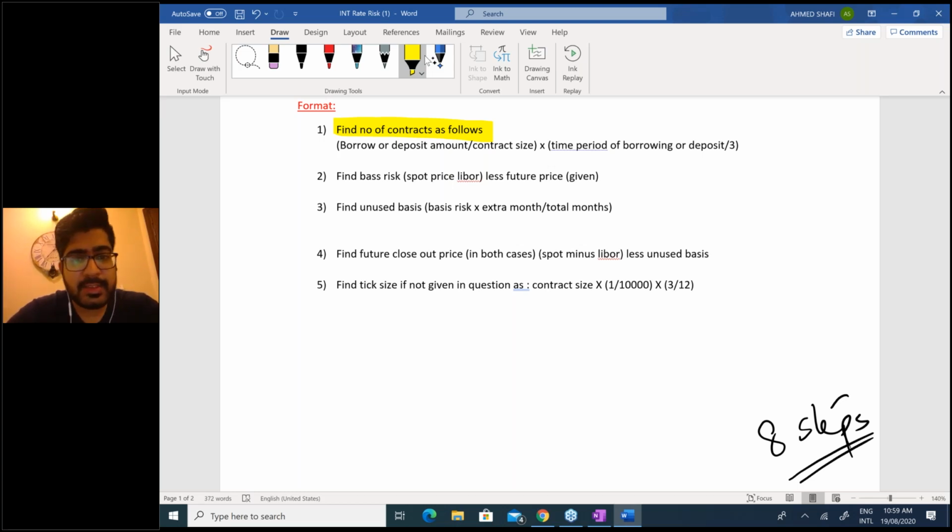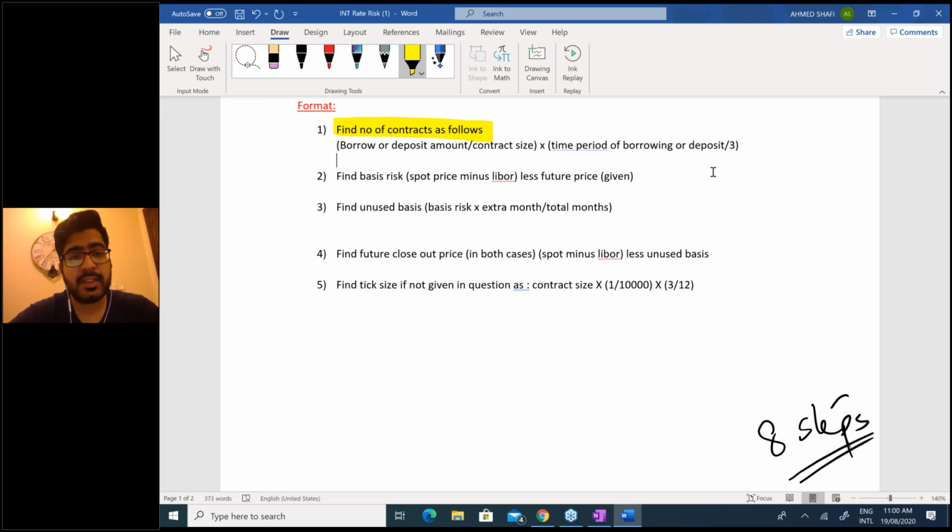Okay. In the second step, you need to find basis risk. The formula of basis is spot price minus LIBOR less futures price. Futures price would be given. Then in the third step, you need to show unused basis. It's basis risk into extra months over total months. Now, what is this basis risk and unused basis? I will shortly explain it to you via a question. Just see the steps first.